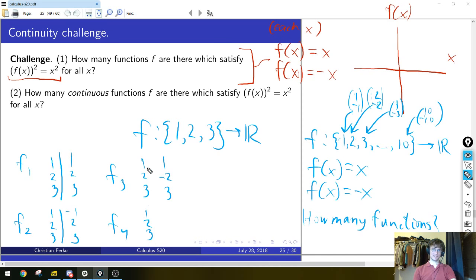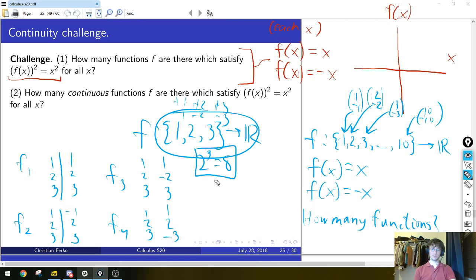See what I'm saying? There's two choices for each of these inputs, which means you multiply the number of choices times the number of independent times you make that choice. So in this case, with 3 numbers, I choose plus 1 or minus 1, plus 2 or minus 2, plus 3 or minus 3. 3 choices, 2 choices each. 2 to the 3 means there are 8 functions.